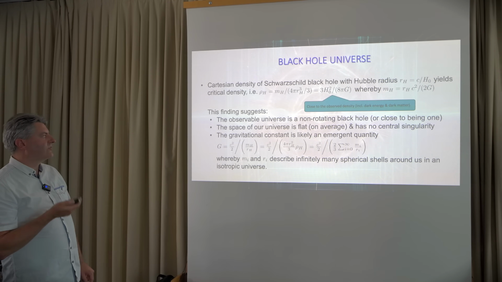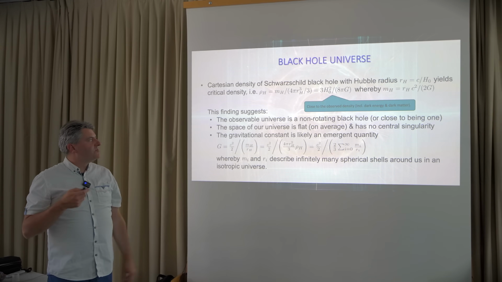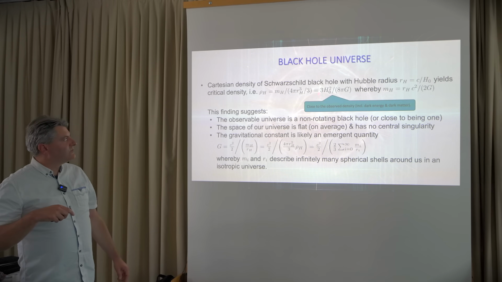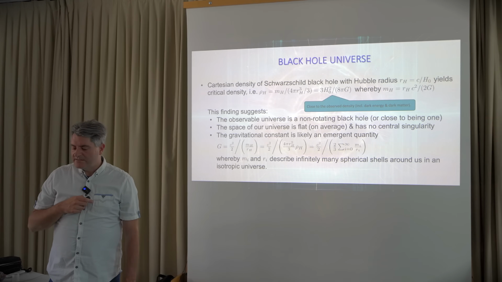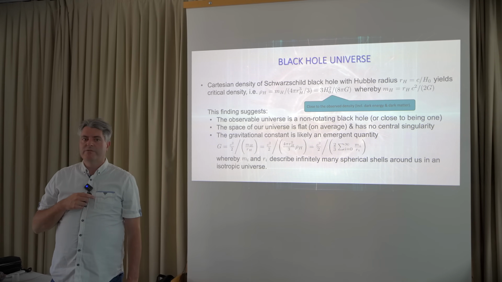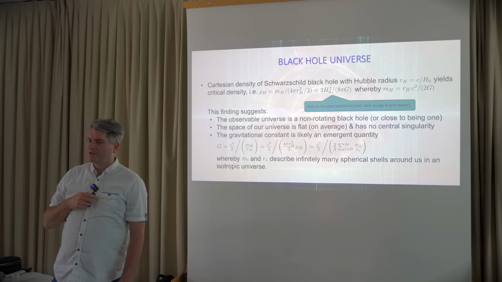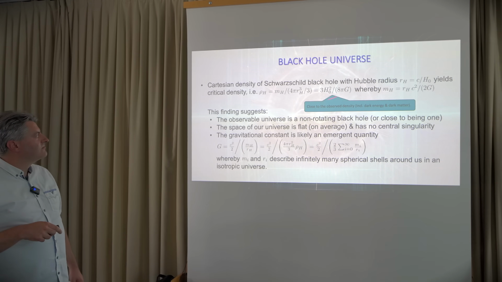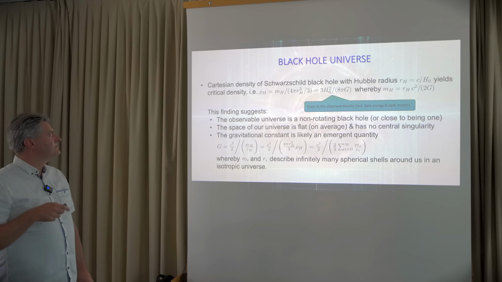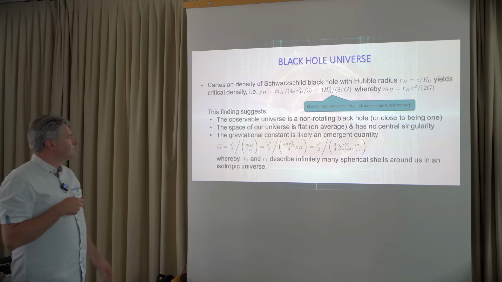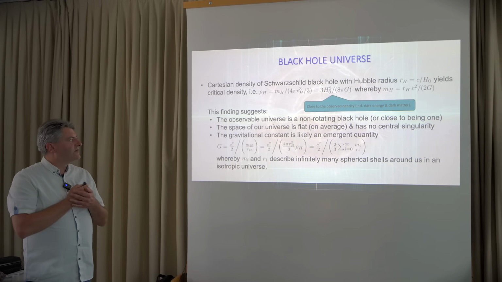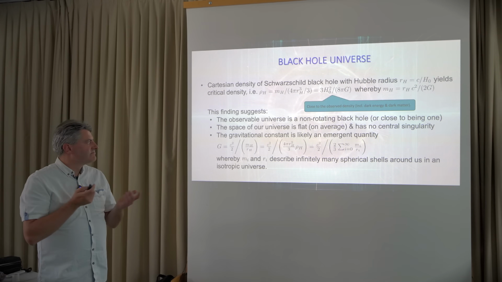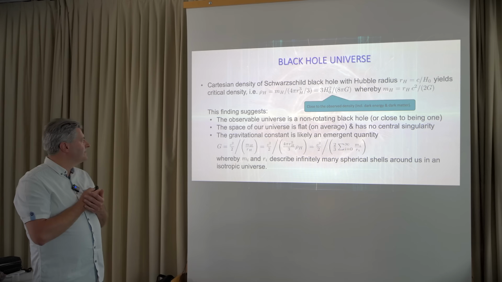So this is another argument that our observable universe is a flat space, and NASA was also validating that result with its Wilkinson Microwave Anisotropy Probe survey. Complicated name, I think the short one is WMAP, the WMAP survey. It also came to that conclusion or to that value. And this suggests that, as I said, the observable universe might be a non-rotating black hole, or at least it is close to being one. The space of a universe is overall flat and has no central singularity.